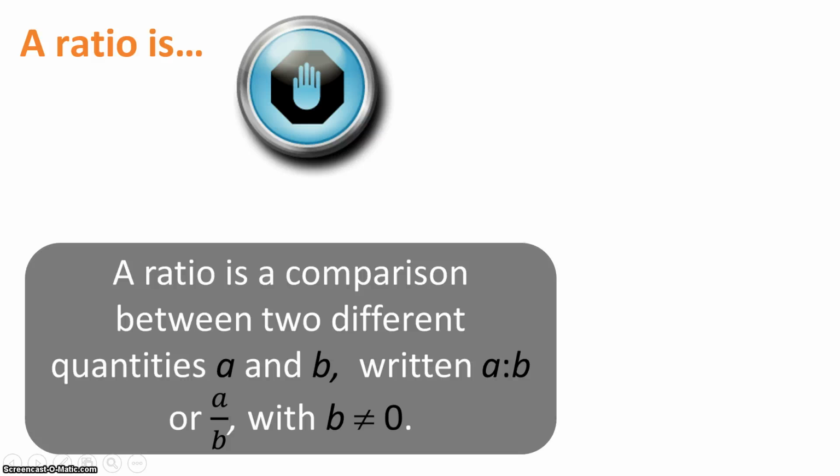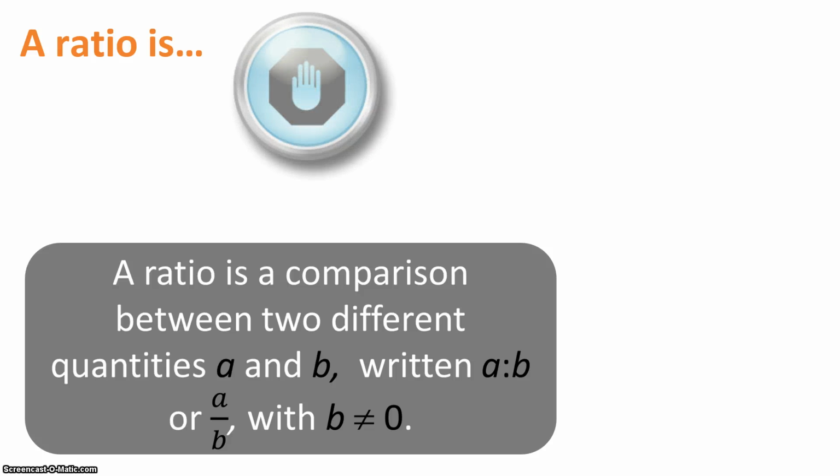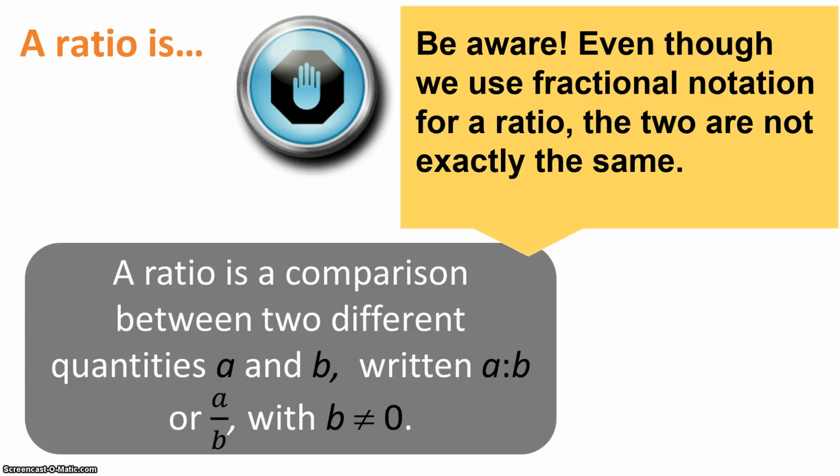A ratio is a comparison between two different quantities A and B, written A to B using colon notation for the English word "to," or A over B using fractional notation where B, the denominator, is different than 0. Be aware. Even though we use fractional notation for a ratio, the two are not exactly the same. The two are not exactly the same because a fraction represents a part of a whole, whereas a ratio simply compares the two different quantities in a part-to-part relationship.